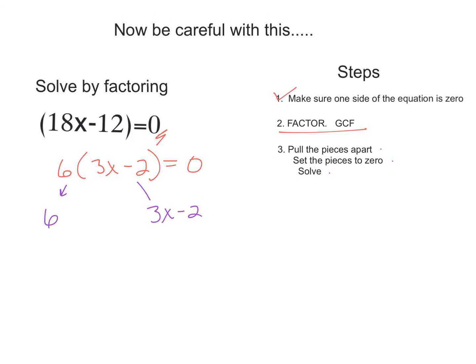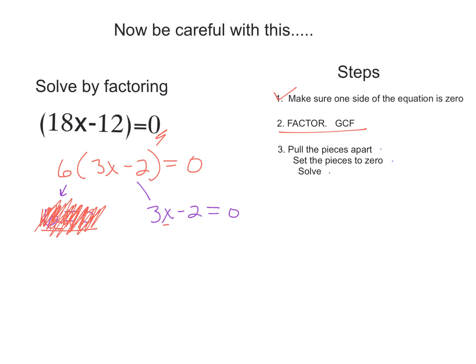Set the pieces to 0. 6 equals 0, and 3x minus 2 equals 0. Now solve. Now here's the thing though. Notice how this guy doesn't have a variable. So that's a direct statement. This says, flat out, 6 equals 0. Now in the mathematics you are aware of, 6 never can equal 0. So this is a bad answer. So we're going to just throw that away. Can't have that.